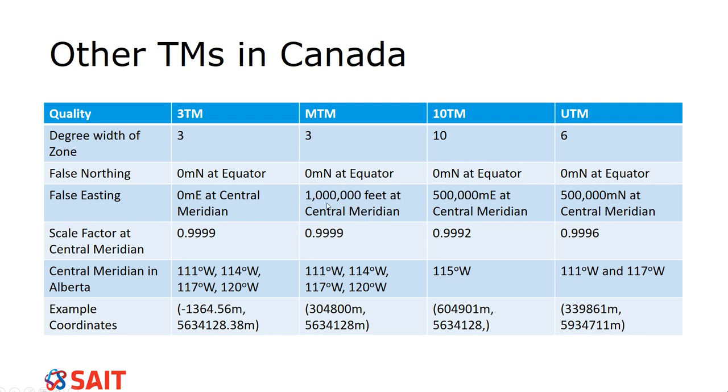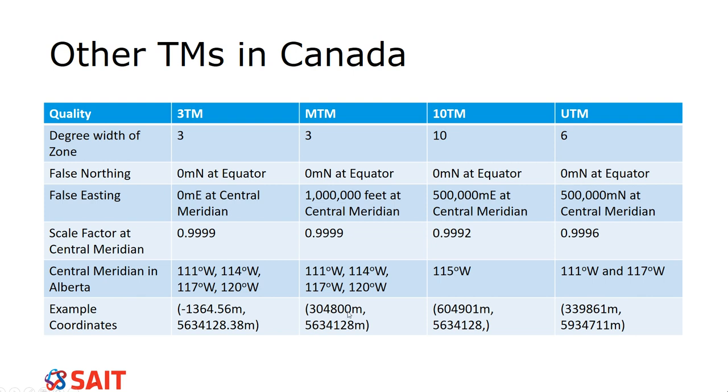So the false Eastings was set at 1 million feet. The reason they did that is because they didn't want to work with negative numbers. A lot of people don't like negative numbers because it's really hard to visualize what is going on. So the 1 million feet was set.